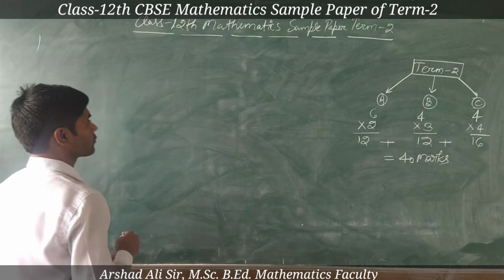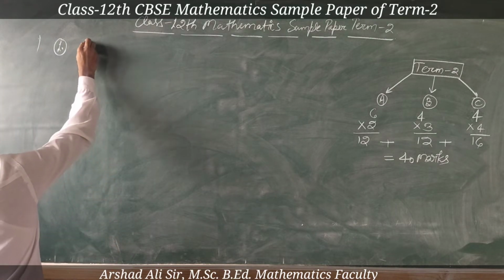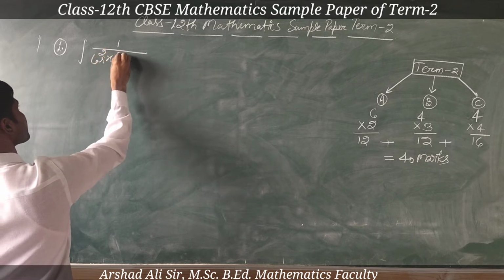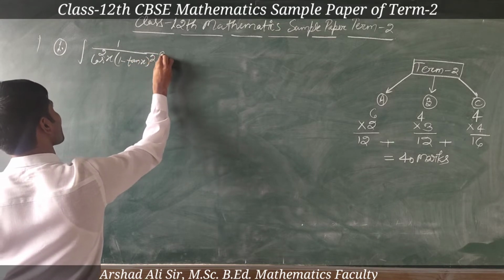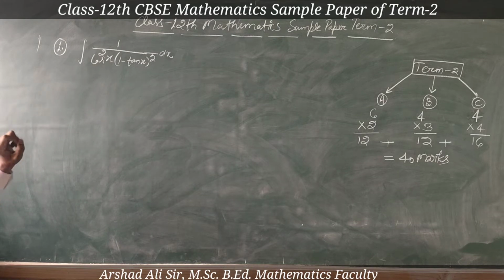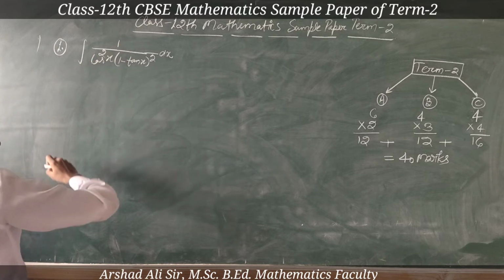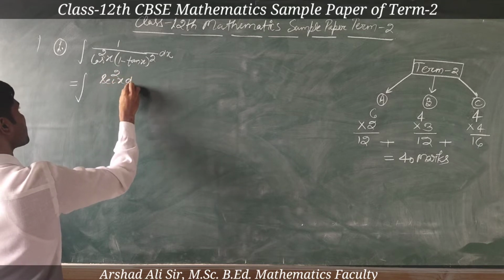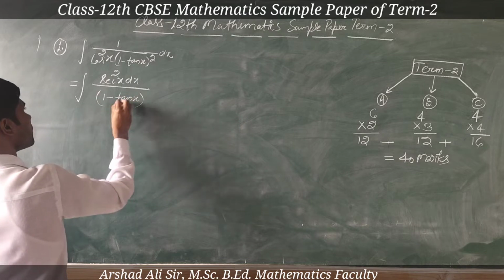So now we start from question number 1. What is question number 1? Find the integration of 1 upon cos square x into (1 minus tan x) whole square. You have to find the value of this integration. So my dear students, tell me one thing, can we write sec square x instead of 1 upon cos square x? We can write sec square x dx upon (1 minus tan x) whole square.